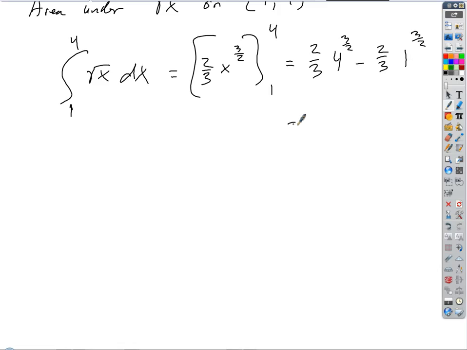Okay, so we get 2/3 times 8 minus 1 to the 3/2, which is what? 1. Okay, so that means I'm going to get what, 14/3? That's the answer. That's the area under the curve, exactly. How about that? Could we have done something here that would have been maybe a little bit easier? What could we have done here to simplify this a little bit? We always want to try to pull out constants if we can. Is that appropriate here?